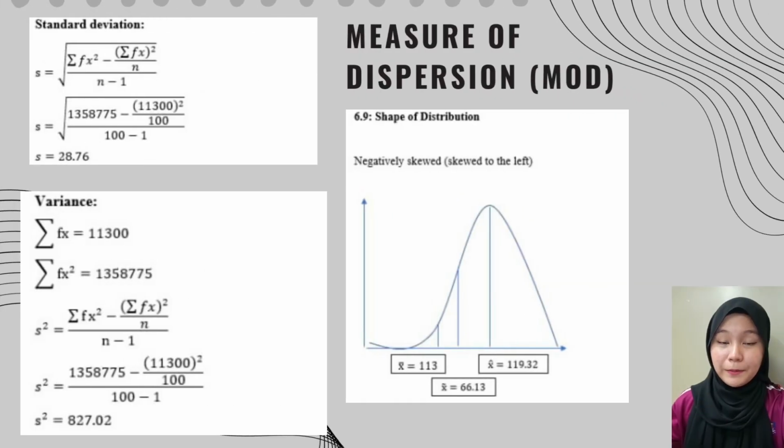Okay, next, for the measure of dispersion, MOD, we're going to calculate the standard deviation and variance. For standard deviation, we got 28 ringgit and 76 cents, and for the variance, we got RM 827 and 2 cents. And from all the data that we calculated, we got the shape of distribution that is negatively skewed to the left.